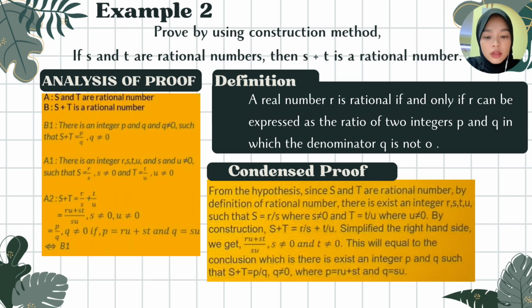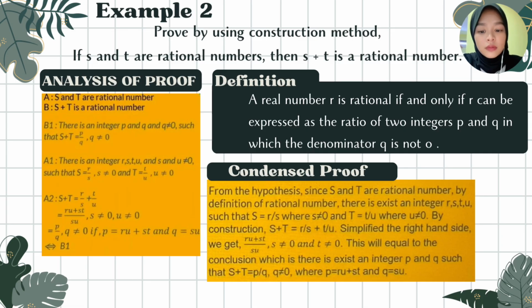Next, we recall the definition of a rational number. From the hypothesis, because s and t are rational numbers, we can express each of them as a ratio of two integers with non-zero denominators. Now, we construct the sum of s and t. When we add two ratios and simplify, the result can again be written as a ratio of two integers with a denominator that is not 0. This shows that the sum of s and t satisfies the definition of a rational number.